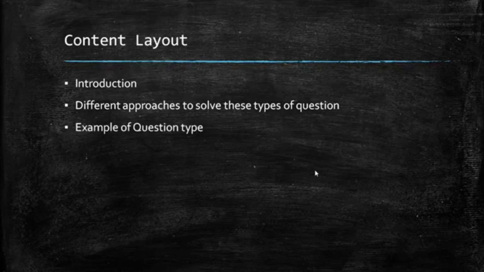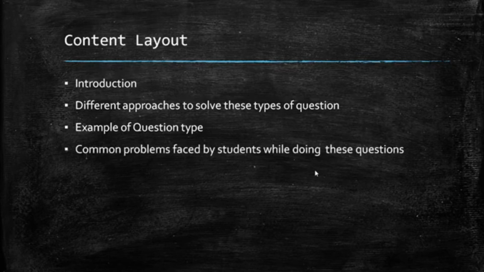For the example of the question type, we will have one example of list of headings and we will solve that together. Then we will discuss the common problems faced by students while doing this type of question. And at the end, we are going to discuss the important points which students must remember.